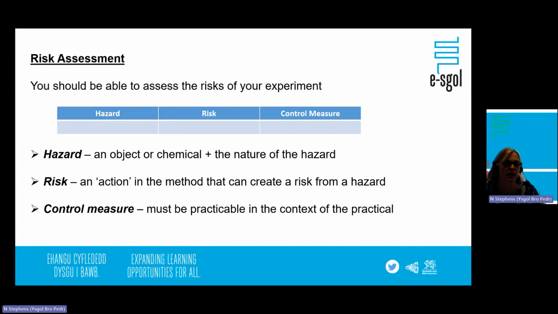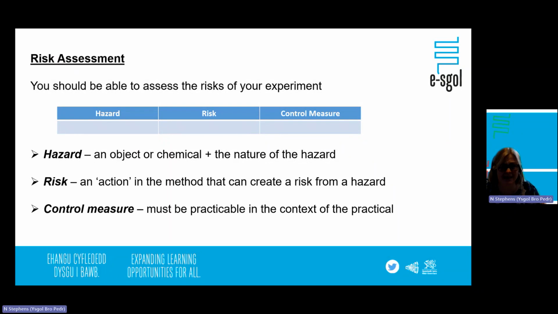So as it says there, the hazard is the object or chemical. Don't forget to mention the nature of that hazard, so whether it's corrosive, etc. The risk then is a specific action. If you look at your laboratory book, that is the point within the method you are following where it could potentially create a risk for you from any of the hazards you previously mentioned within the risk assessment. And then the control measure: don't forget that it has to be practicable.